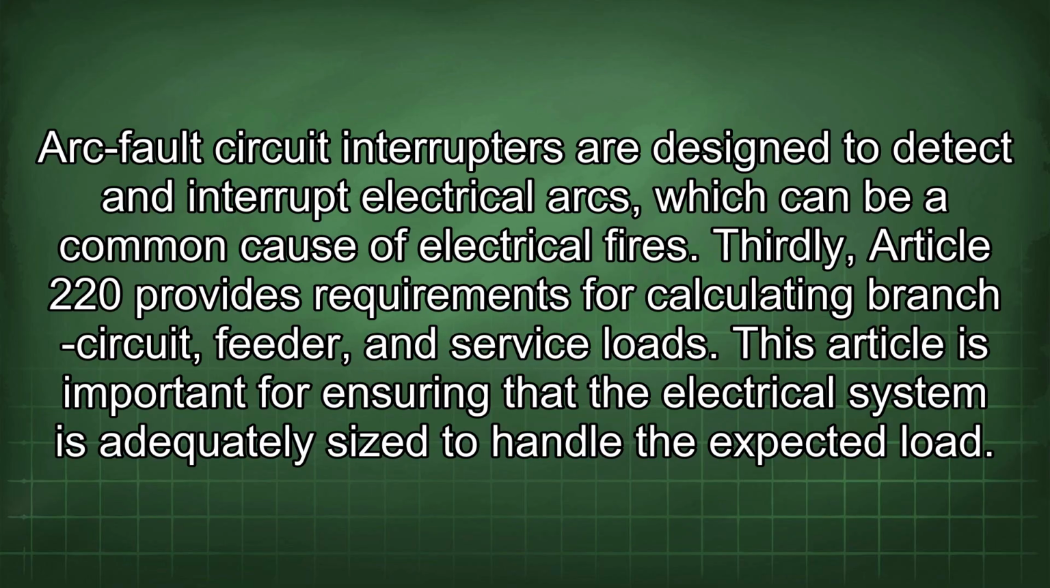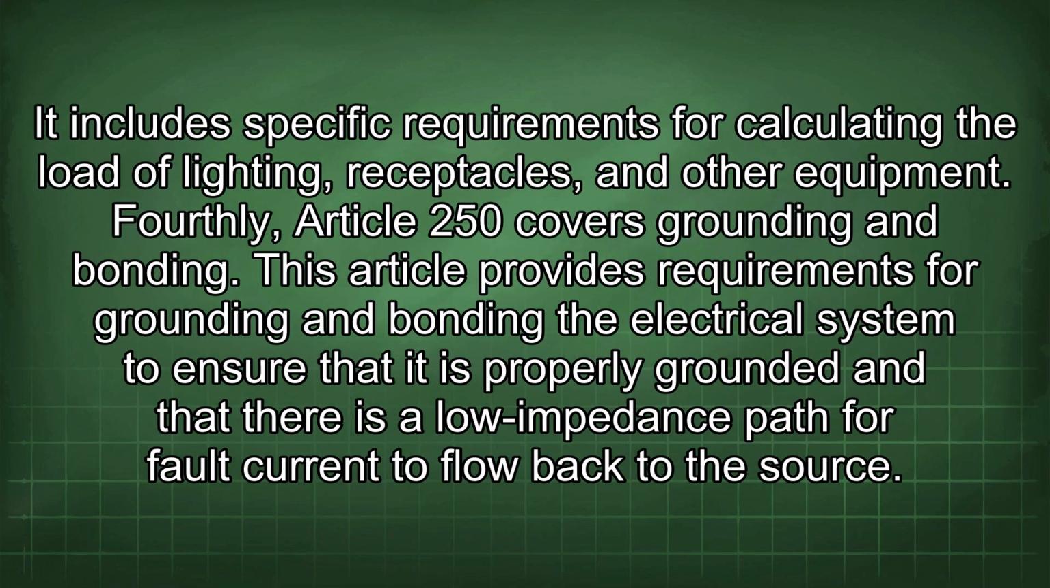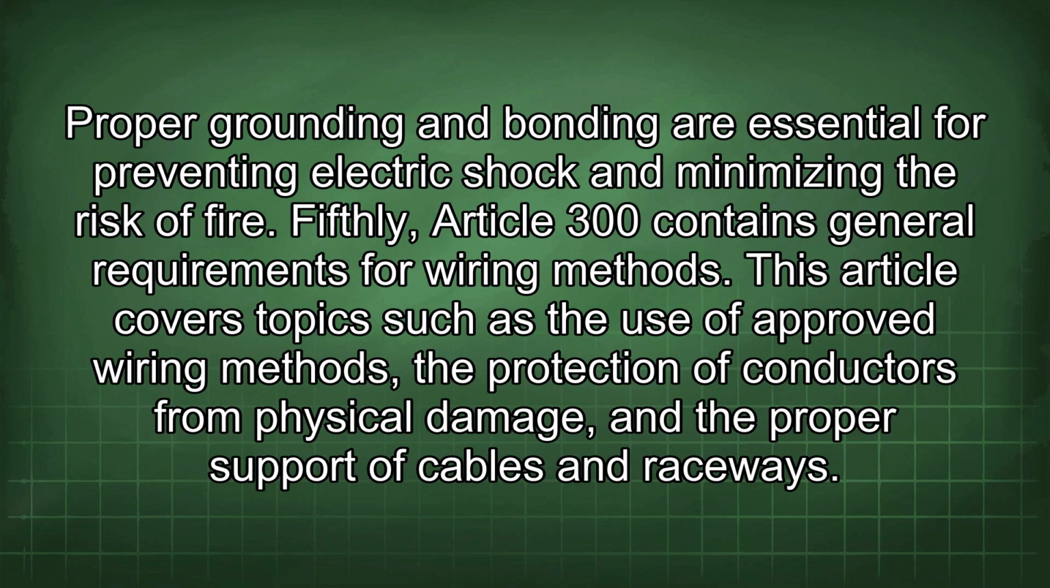Thirdly, Article 220 provides requirements for calculating branch circuit, feeder, and service loads. This article is important for ensuring that the electrical system is adequately sized to handle the expected load. It includes specific requirements for calculating the load of lighting, receptacles, and other equipment. Fourthly, Article 250 covers grounding and bonding. This article provides requirements for grounding and bonding the electrical system to ensure that it is properly grounded and that there is a low impedance path for fault current to flow back to the source. Proper grounding and bonding are essential for preventing electric shock and minimizing the risk of fire.